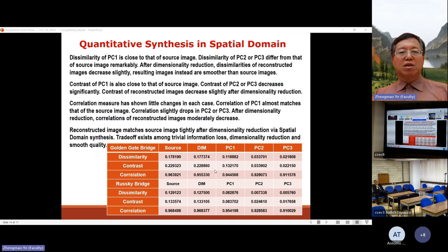For the third matrix, correlation, this measure has shown very little change in each case. The correlation of PC1 almost matches that of the source image. The correlation drops slightly in PC2 and PC3. After dimensionality reduction, the correlation of the reconstructed image moderately decreases. So the reconstructed image matches the source image tightly after dimensionality reduction via spatial domain synthesis once again. A trade-off exists among the information loss, dimensionality reduction, and the smooth quality.